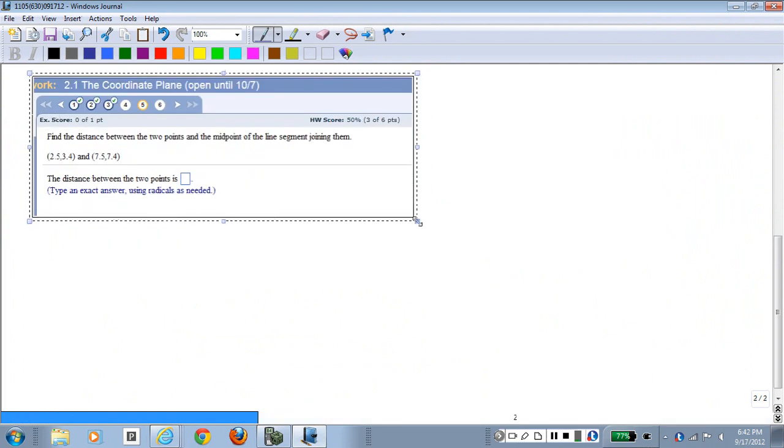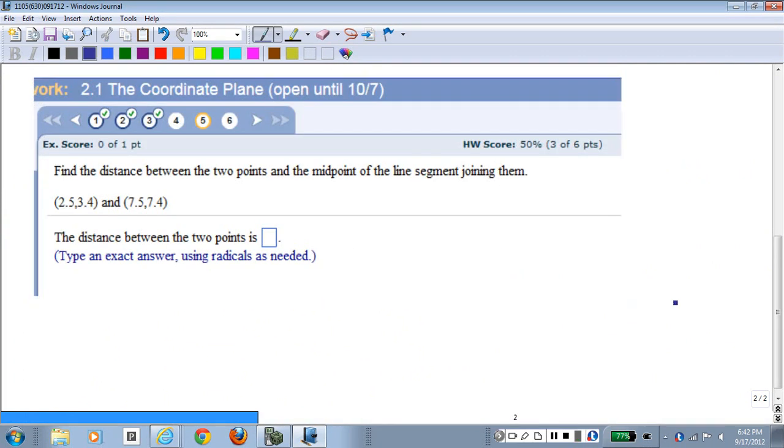Blow that up a little bit. The numbers are just way too small. Sorry about that. A little bit easier to see here, I hope. Label these x sub 1, y sub 1, x sub 2, y sub 2, and then apply the distance formula.